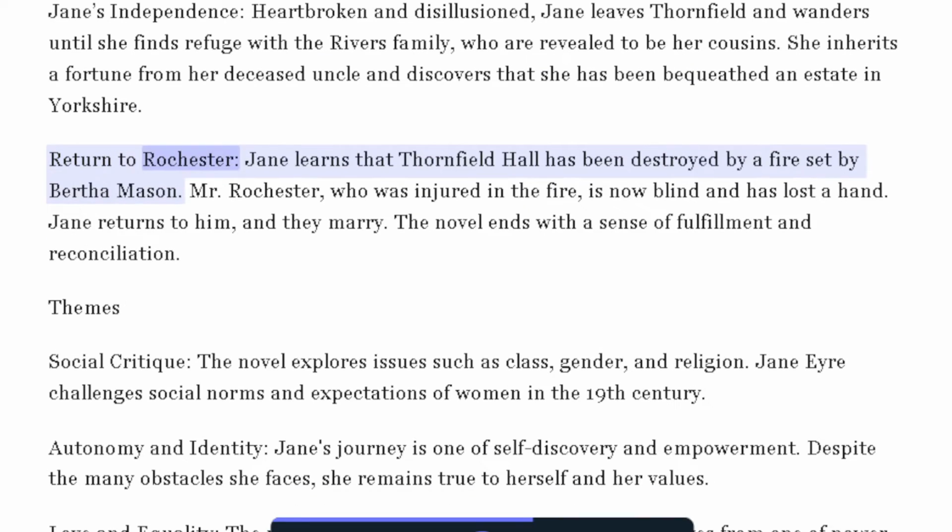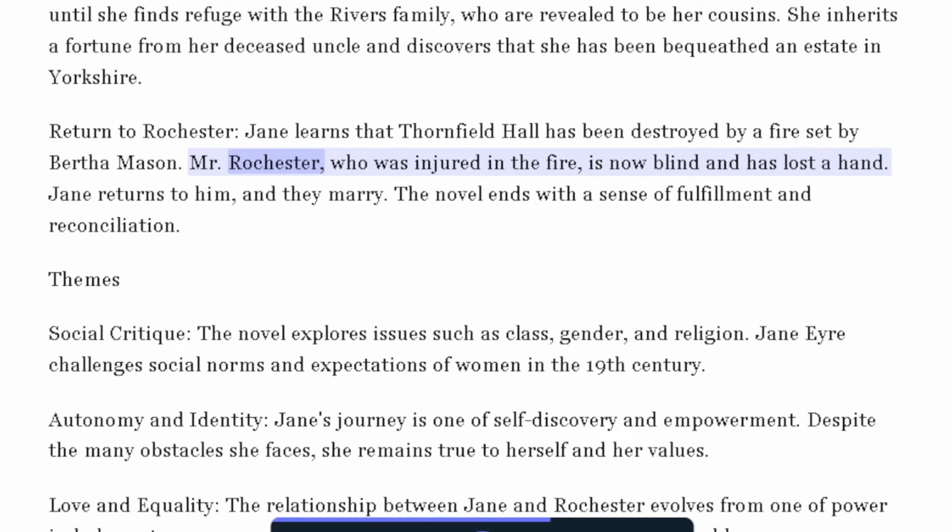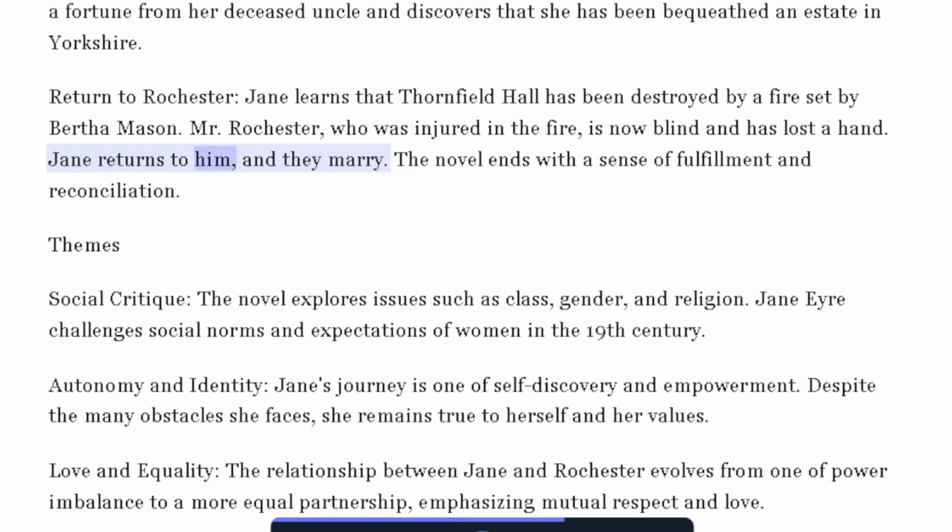Returned to Rochester. Jane learns that Thornfield Hall has been destroyed by a fire set by Bertha Mason. Mr. Rochester, who was injured in the fire, is now blind and has lost a hand. Jane returns to him, and they marry. The novel ends with a sense of fulfillment and reconciliation.